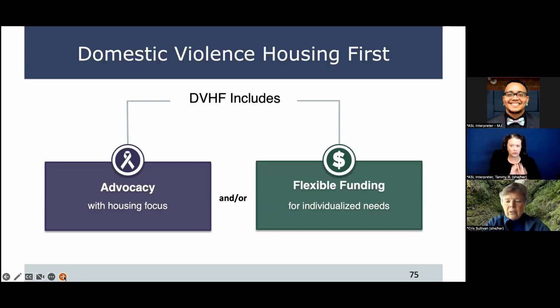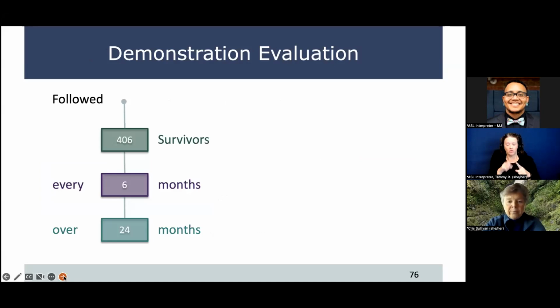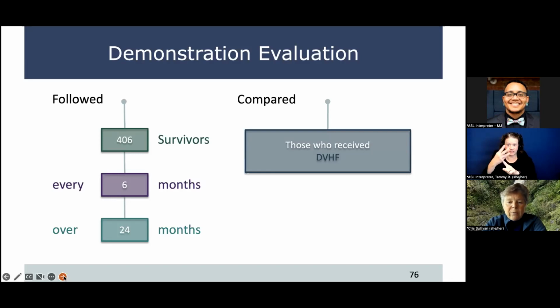And this model can occur anywhere with survivors. Sometimes it's with survivors who are still staying in their current homes, who need help to stay there because they're going to lose it otherwise. It can happen while people are in shelter and looking for permanent housing. It can happen while people are homeless on the street, staying with friends, or wanting to move from one housing unit to another. For this evaluation, we followed 406 survivors and we interviewed them every 6 months over 24 months.